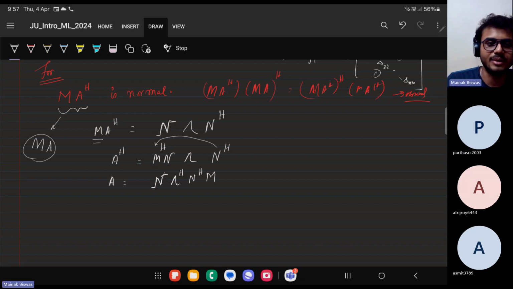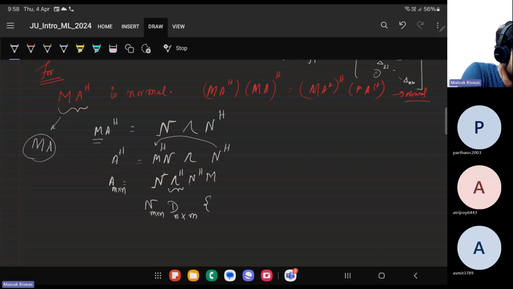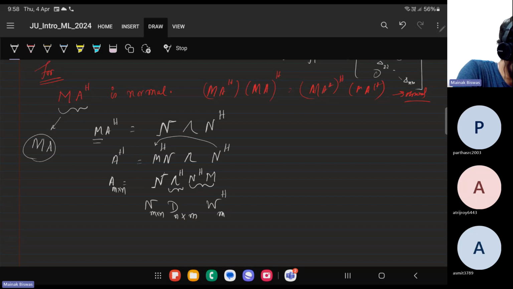So now you see this. I have a matrix. Let me express this as some D, some diagonal matrix, into N. This is an m cross n matrix, so this has to be m cross n. Similarly, this diagonal matrix has to be n cross m, and N Hermitian M will become some other matrix. Let us write this as W Hermitian, which becomes n cross n.